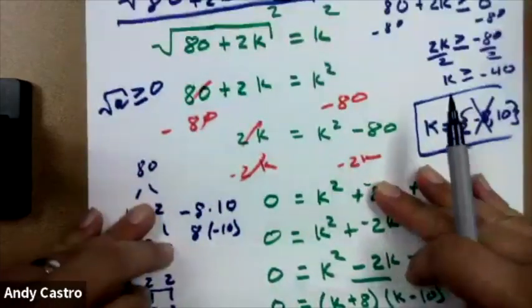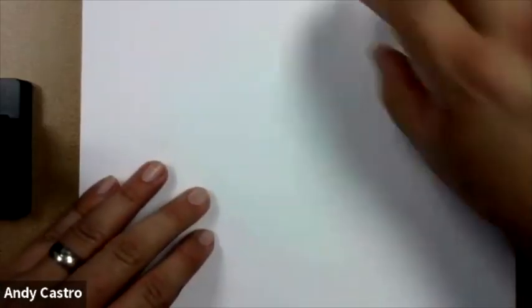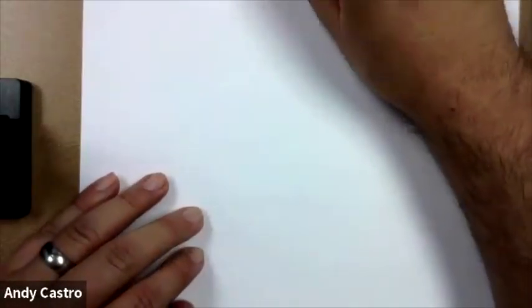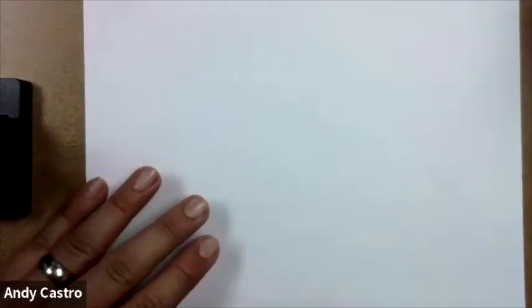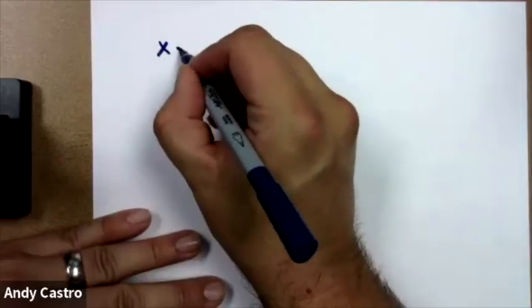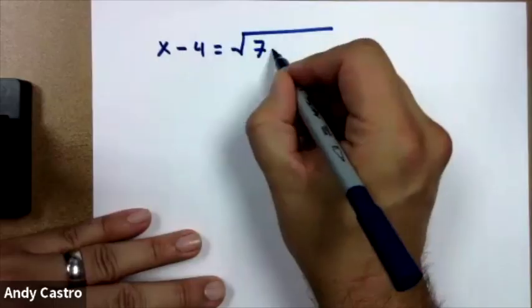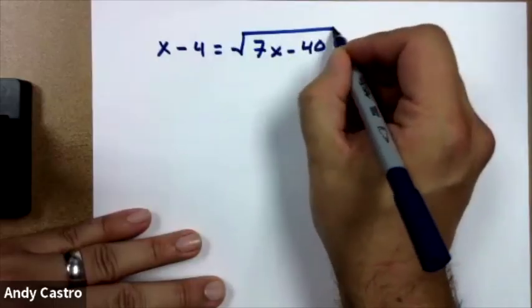Okay. So you can see that these get a little complicated. So let's just do one more. I know this video is long, but I feel like this is probably important to understand. And this will be the last one. x minus 4 is equal to the square root of 7x minus 40.